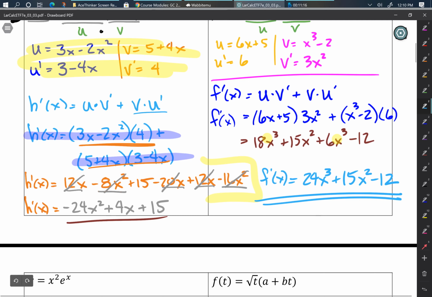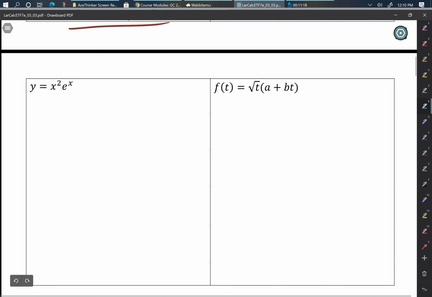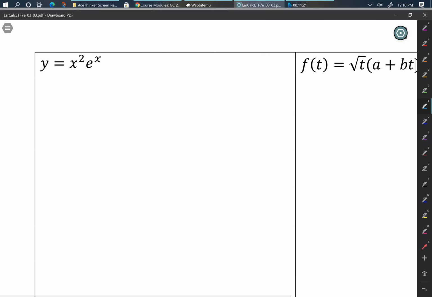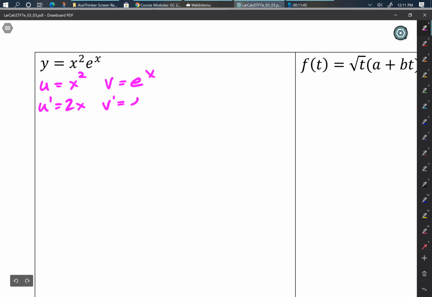Okay. More examples. Here I have one where the product rule is absolutely necessary. There is no way around it. I cannot do this multiplication because I can't multiply an x squared times an e to the x. Those things don't play well together. So u is going to be x squared. So then u prime is 2x. V is going to be e to the x. And so v prime, well, the derivative of e to the x is e to the x, my favorite derivative.